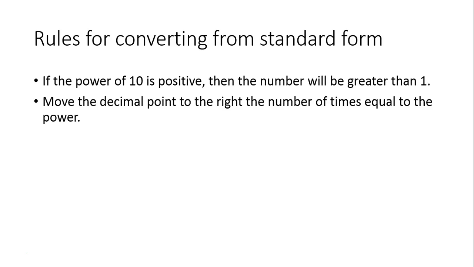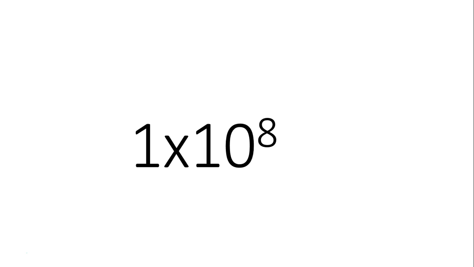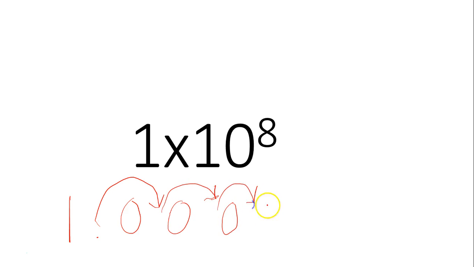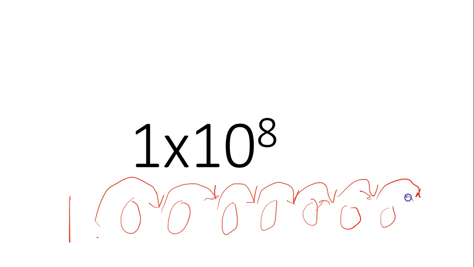If you have a positive standard form number, it will be greater than 1, so you have to move the decimal point to the right, which is a bit easier. So 1 times 10 to the power 8. We write 1, and there's the decimal place, so it's 1.0. Move it to the right once, twice, 3 times, 4 times, 5 times, 6 times, 7 times, and then 8 times. So that's the standard form for larger numbers.